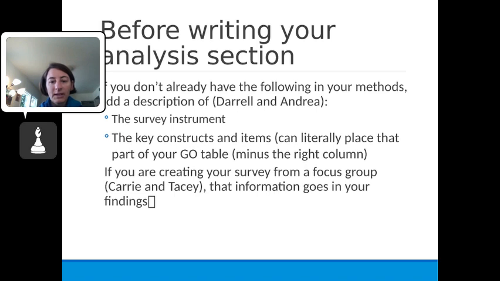So this can literally be the table from the graphic organizer minus the right-hand column, which is the interpretation. It would give the construct, the items, and the definition. This can be placed directly in your methods. The stuff in the right-hand column would go in your findings. If you are creating your survey from a focus group, all of that information goes in your findings. And Carrie and Tacey, you'll each have slightly different sections where you have this information.